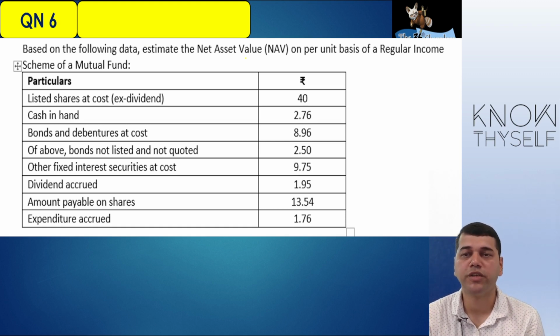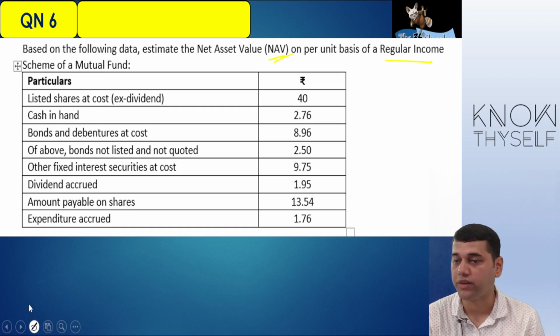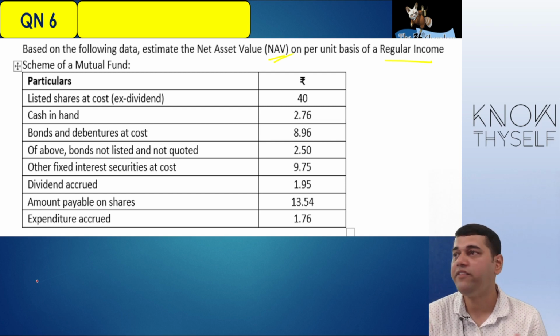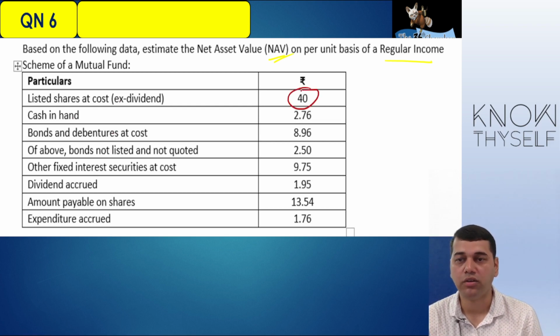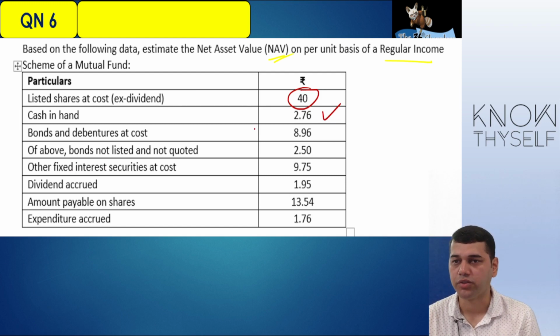Based on the following information, estimate the NAV on a per unit basis of a regular income scheme of a mutual fund. Regular income is dividend based. They give you regular income, so they must be investing in some regular thing. Listed shares at the cost of 40 lakh rupees, ex-dividend. Now cash in hand is 2.76. They have not told me whether it is crore or lakhs, in the absence of any information.